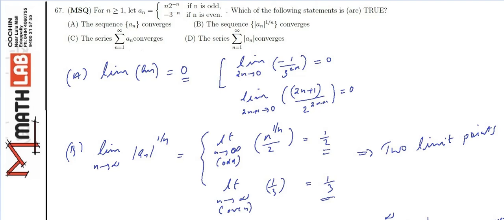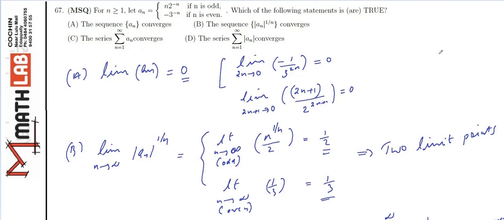Okay, now we go for 67. A sequence is defined piecewise. That means for even numbers we have the sequence minus 3 to the power minus n, and for odd integers we have n 2 to the power minus n, and that is what the sequence is. We need to check the convergence of this sequence, the convergence of the sequence mod an all to the power 1 by n, the convergence of the series an, and the absolute convergence. So all these things must be checked.